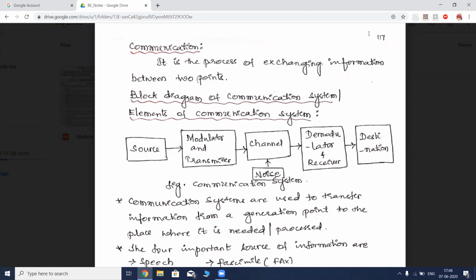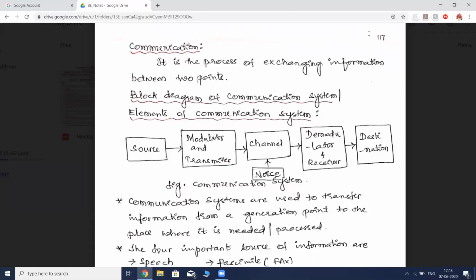Here in this session we are going to discuss communication. So first let us see what is communication. Communication is a process of exchanging the information between 2 points in a secured manner. So that is called communication. Communication is a process of exchanging the information between 2 points.